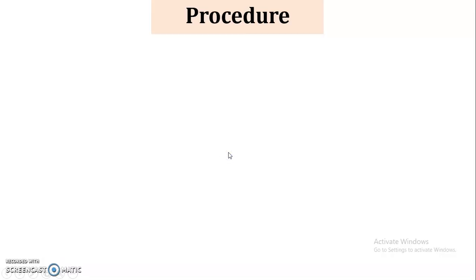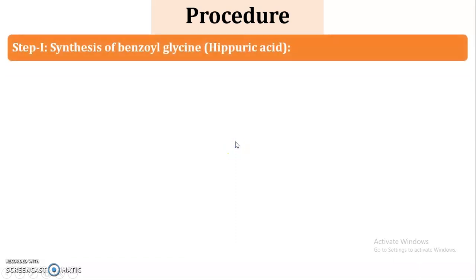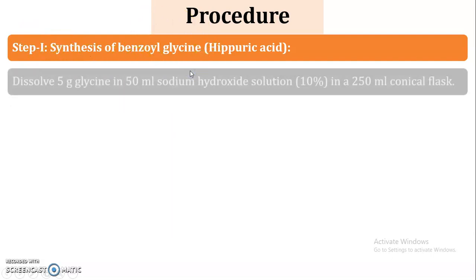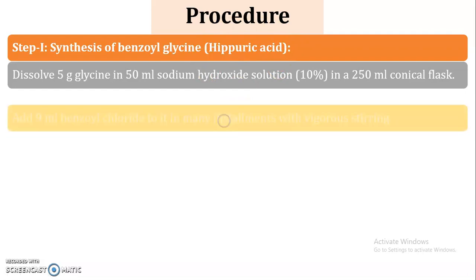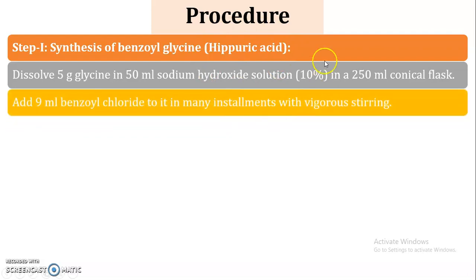Now let's see the procedure involved in the synthesis. As I told you, this is step 1 of our synthesis, that is the synthesis of benzoyl glycine from glycine. Once again I will repeat, benzoyl glycine is also known as hippuric acid. The first step: dissolve 5 gram of glycine in 50 ml of 10% sodium hydroxide solution in a 250 ml conical flask.